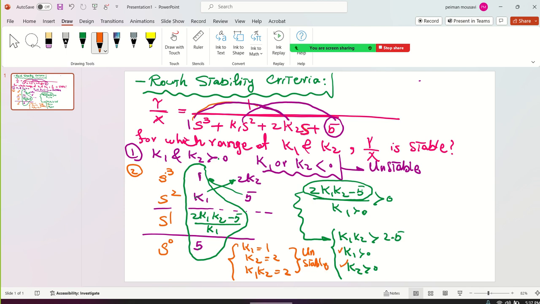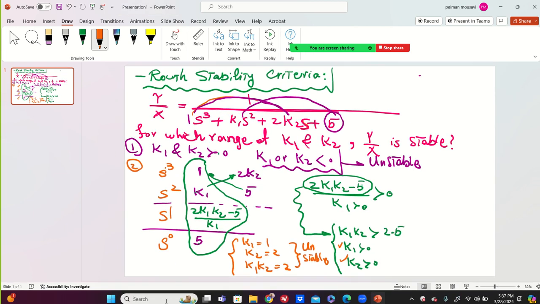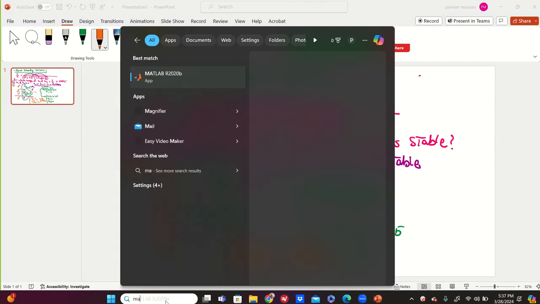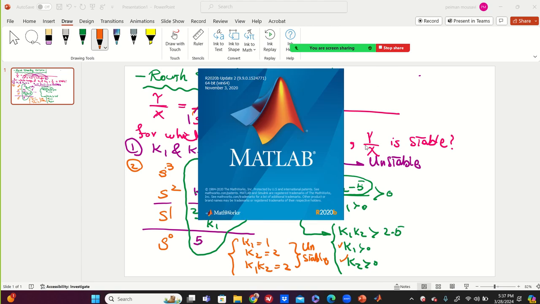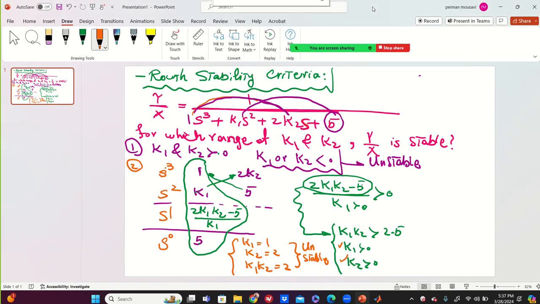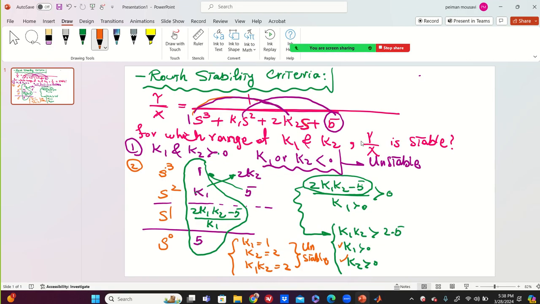Let me check that by MATLAB. So when you go to MATLAB, 1, 1, 4, 5 is going to be the denominator: K1 is 1, K2 is 2, so 4, 5. You're going to see that by selecting that, you get a right-hand side pole of the system.